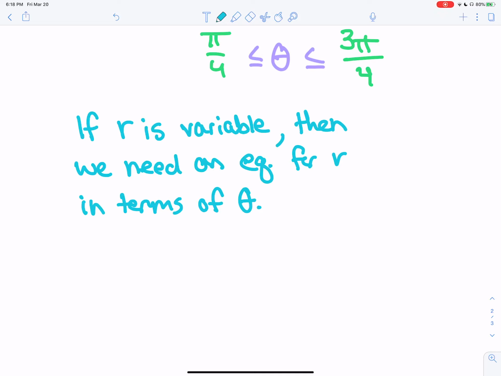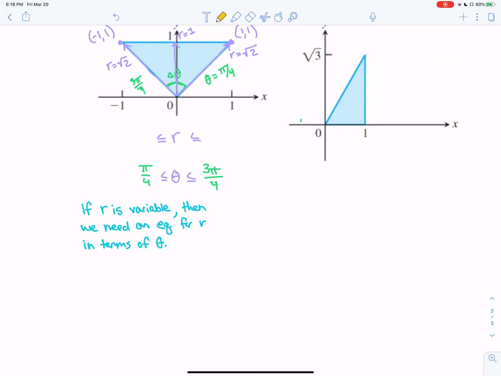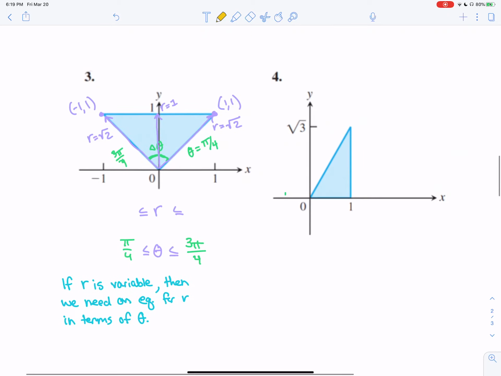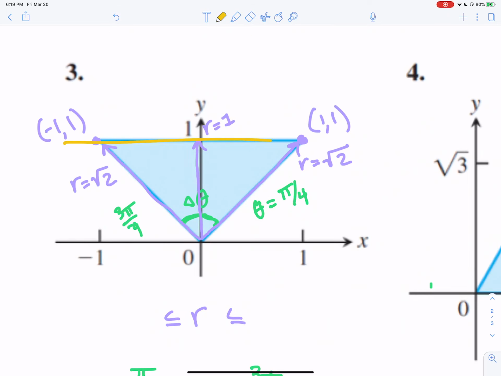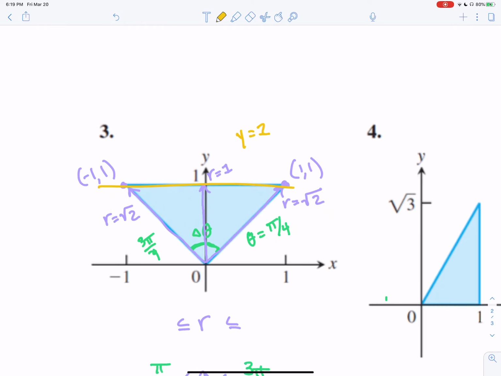Right, so how r is changing across the domain of the region as theta increases. The best strategy for doing this is, first of all, identifying the equation for that line in rectangular coordinates. So this top line where r ends, in rectangular, that's a really easy equation. That's just y equals 1, or a horizontal line at a height of 1.